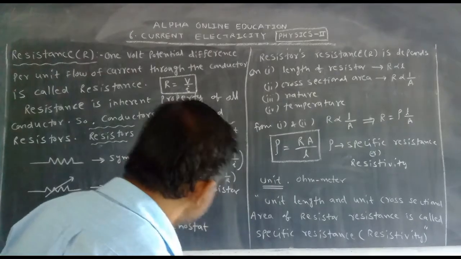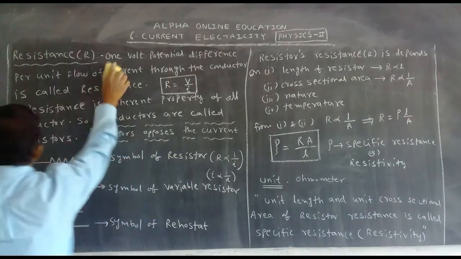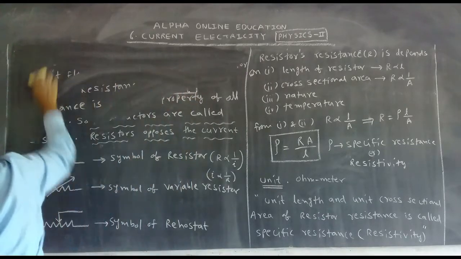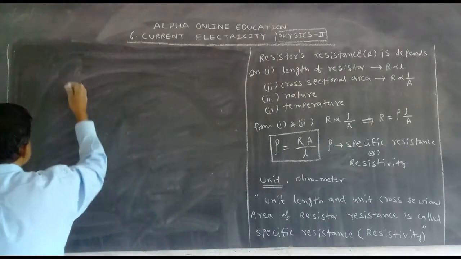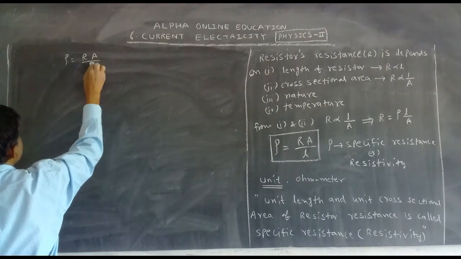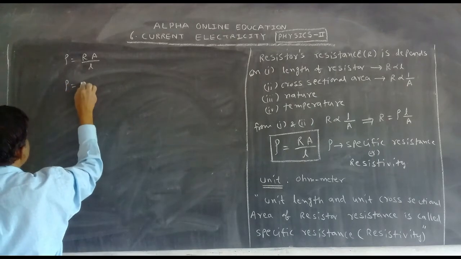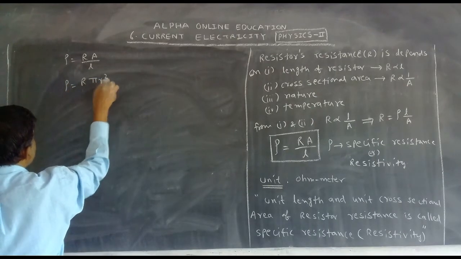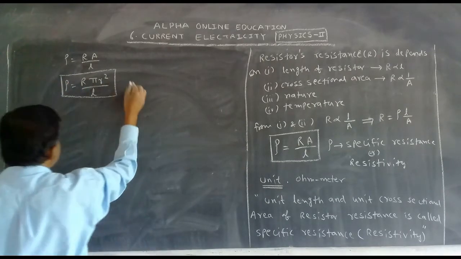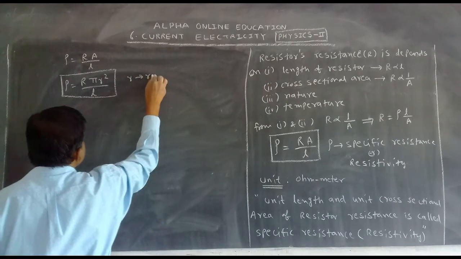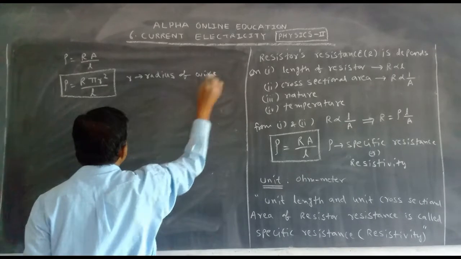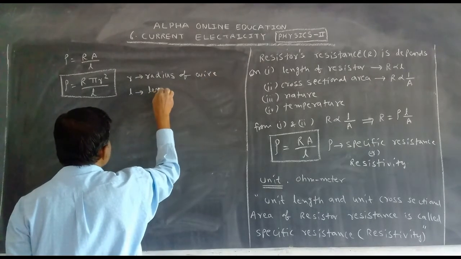Now let us see the specific resistance. rho is equal to R A by L, but we can write this as rho is equal to R into pi r square by L also. What is the r? r is the radius of the wire. What is the L? Length of the wire.